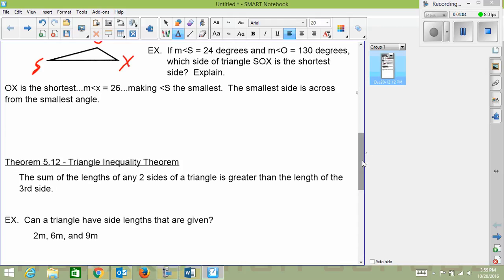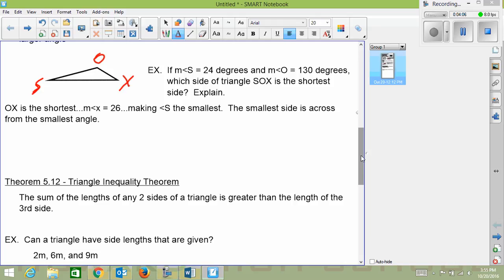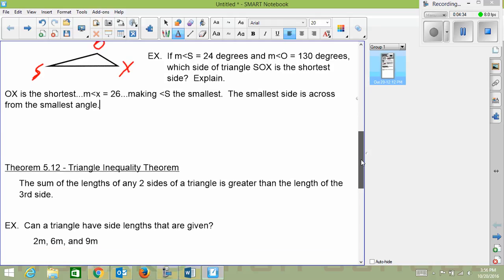Theorem 5.12, which is the triangle inequality theorem, states that the sum of the lengths of any two sides of a triangle is greater than the length of the third side. Remember, a couple chapters ago we had proven that, because you can't make a triangle unless every two sides add up to be larger than the third side. So the smallest two sides have to add up to be longer than the third side. Otherwise you can't even make a triangle out of it. Okay, it's not possible.